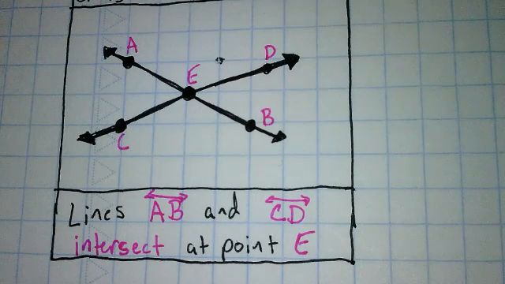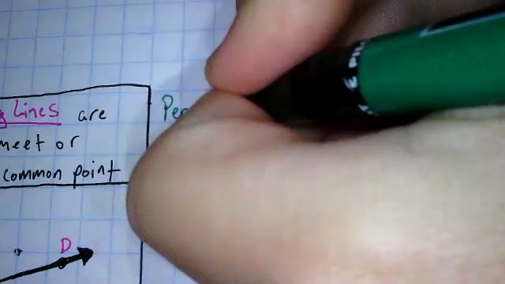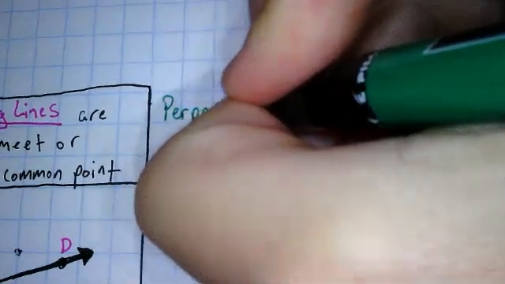Okay. Everyone say perpendicular. Perpendicular lines are another type of intersecting lines, but they intersect in a very specific way. So let's talk about that. So we're going to come up here, and I'm going to write perpendicular. Let's make sure I spell it right.